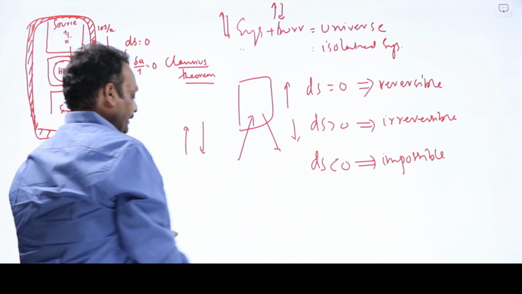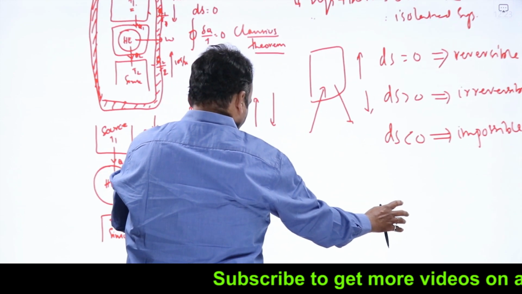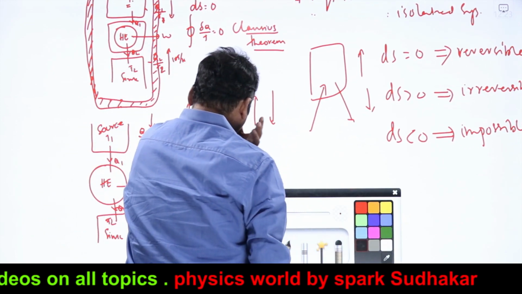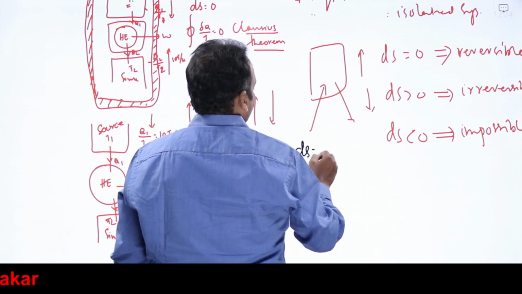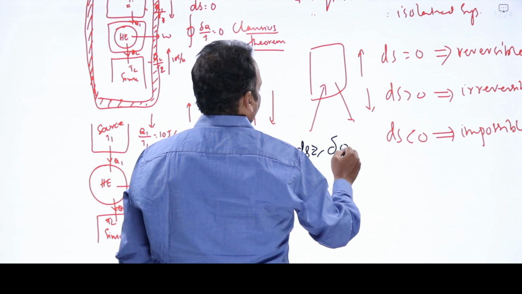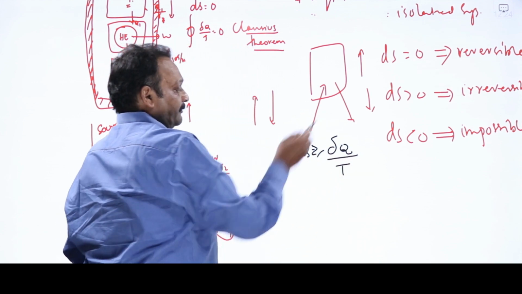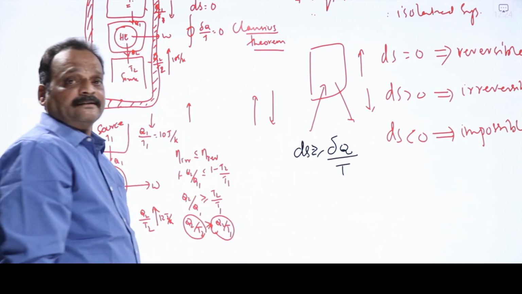Now again, we'll go back to the Carnot cycle. What happens here? We have defined dS as greater than or equal to delta Q by T. The equal to sign is applicable for a reversible process, and the greater than sign is applicable for an irreversible process, as we have seen.